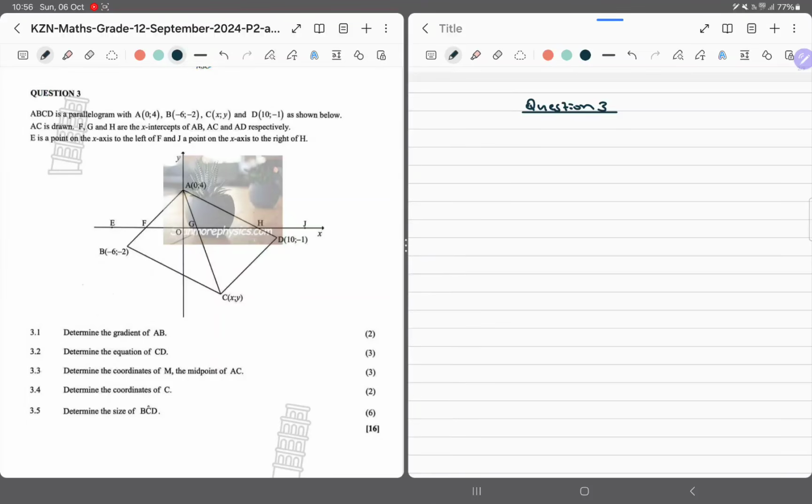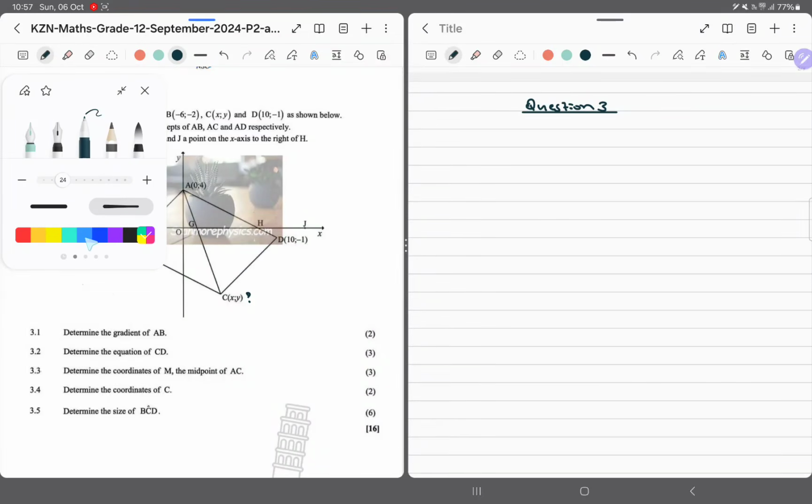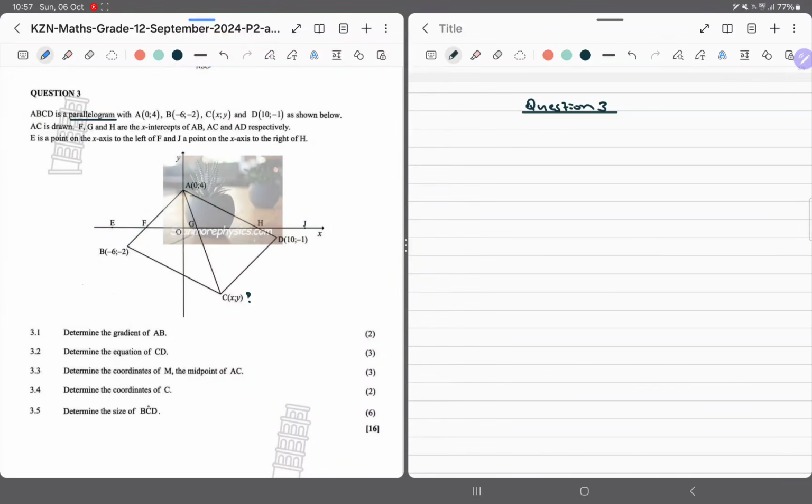Now, we have question 3 here, analytical, grade 11 stuff, usually. Now we have a parallelogram, A, B, C, D. We can see it with coordinates of A shown, coordinates of B shown, coordinates of C, that's a question mark already. That's a potential question. And then D, also given, are shown below. AC is drawn. Now what does AC become? A diagonal. We can then use another diagonal.